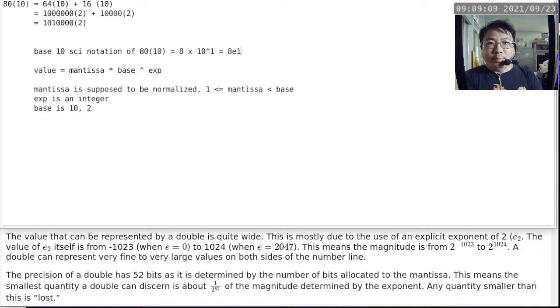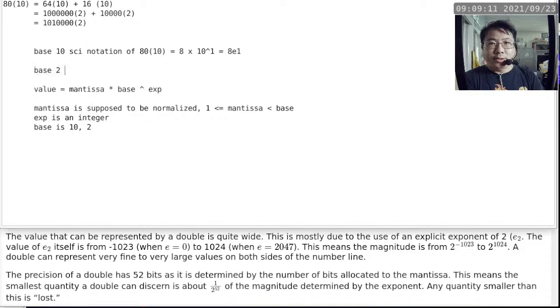What about in base 2 then? What about the base 2 scientific notation of 1010000 in base 2?